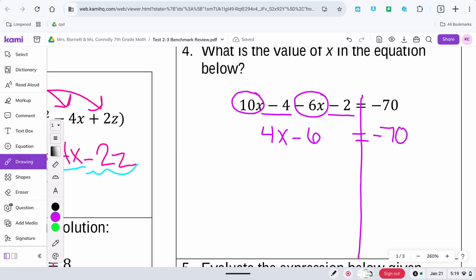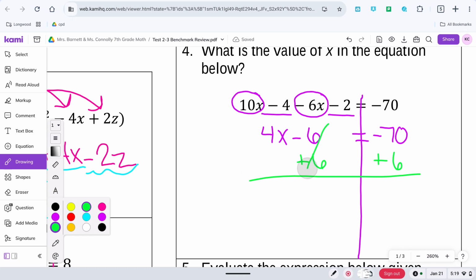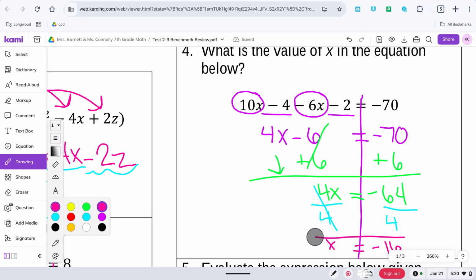Now we're going to undo addition and subtraction first, so the opposite of minus 6 is plus 6. On the left-hand side, negative 6 plus 6 cancel out. The 4x comes down. The equal sign comes down, and negative 70 plus 6 is negative 64 in the calculator. Then we want to get rid of that 4, undoing the multiplication by dividing both sides by 4, getting the left-hand side to cancel out just to an x and an equals, and this negative 64 divided by 4 goes into our calculator. We'll get negative 16.